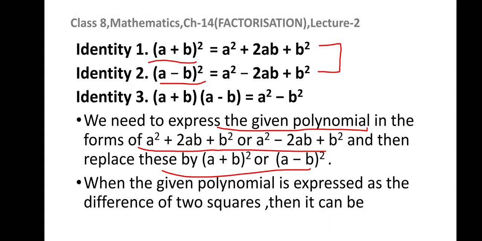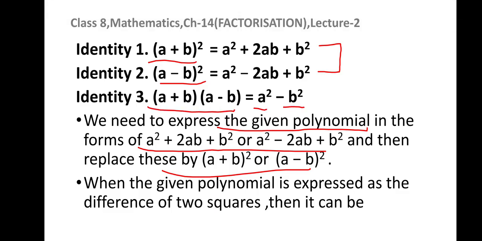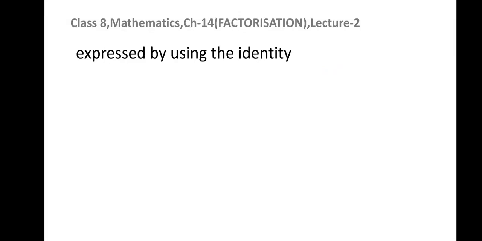What about this third identity? When the given polynomial is expressed as the difference of two squares, then it can be written in the form of (a plus b) into (a minus b) by using this third identity. When we are provided with the difference of two squares, then we need to use the third identity. Let us understand how we can solve the questions using all these 3 identities.